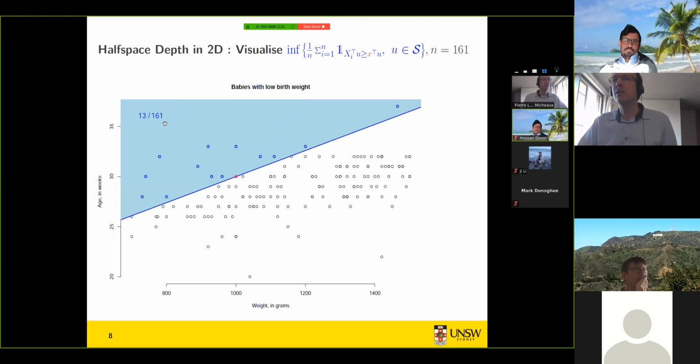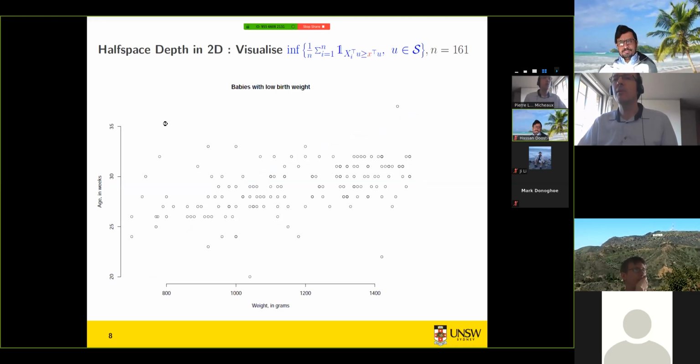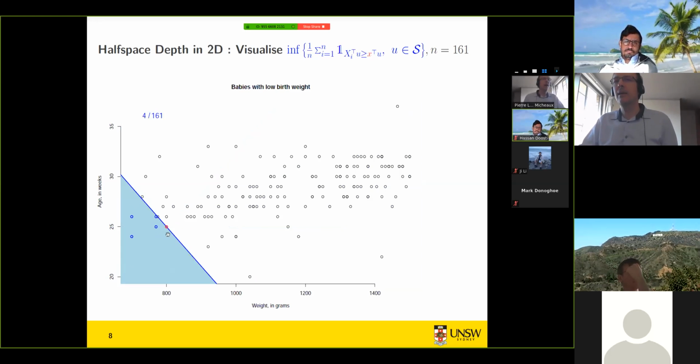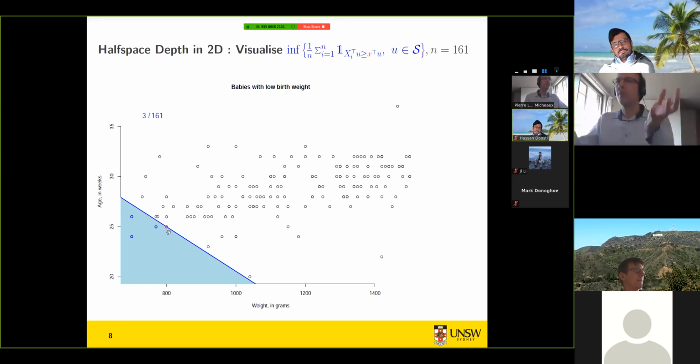So now if we consider another point, which is maybe more on the outside of the cloud of points, this new point in red here, we can do the same thing and compute the half space depth for this point, which is now 3 divided by 161. So you can see that this depth is smaller, which indicates that the point is more on the outside of the cloud of points. So this is this original notion of depth introduced by Tukey.